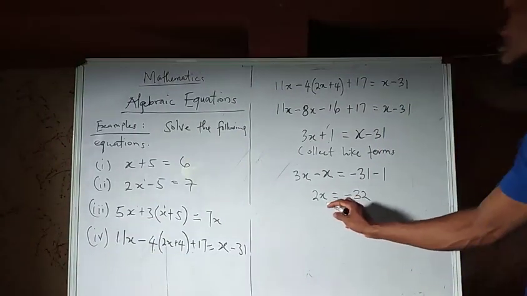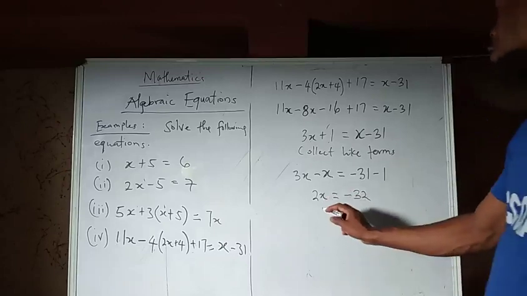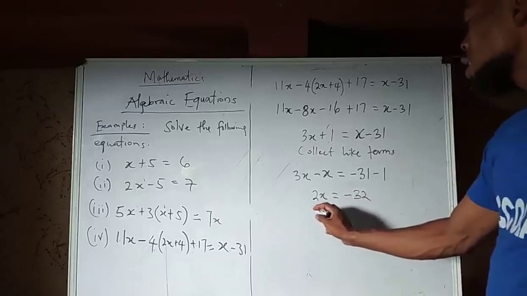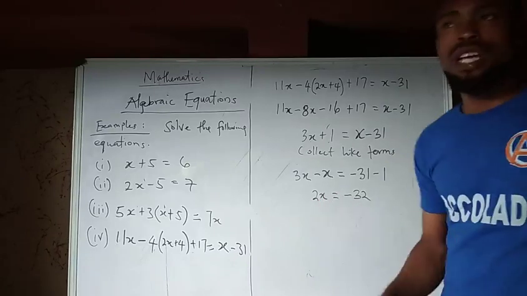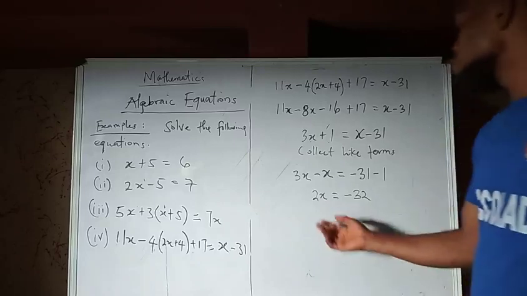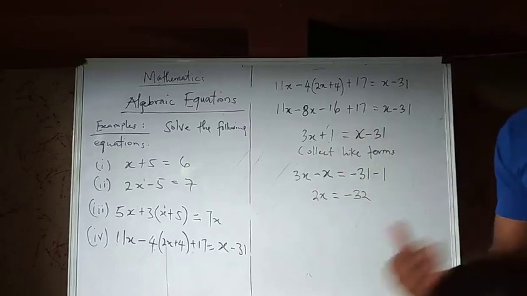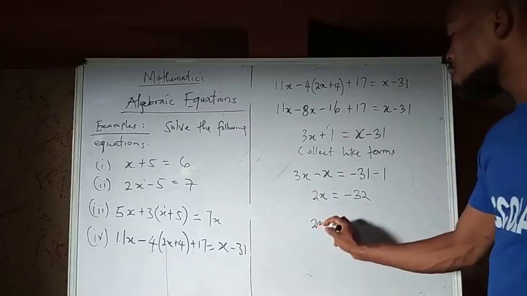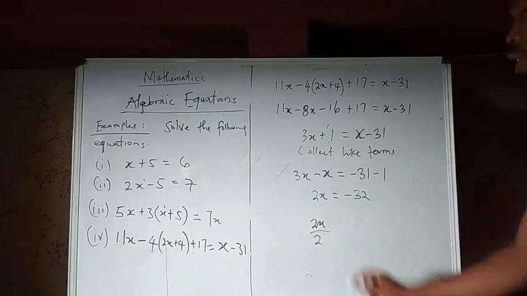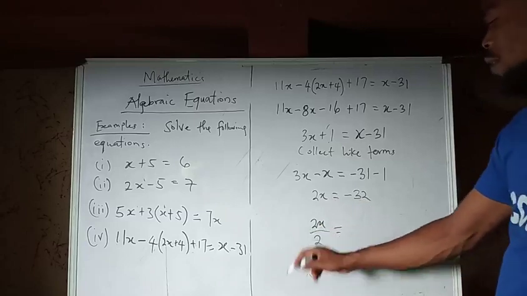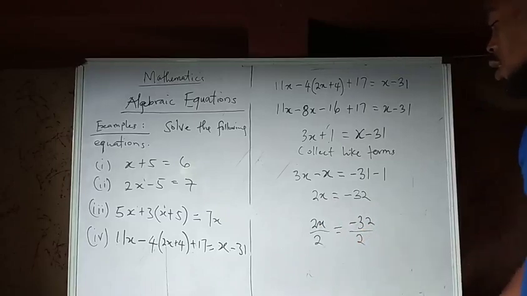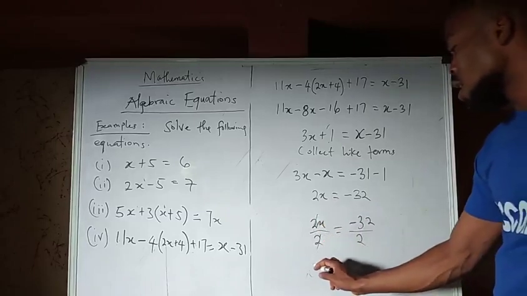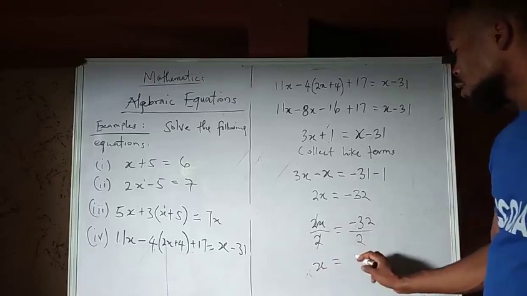So remember, here we are looking for x. So if we are looking for x, what do we do at this point? There is a number standing close to x by virtue of multiplication. So we do the inverse of the multiplication, which is division. So this will now become 2x divided by 2. We divide both sides by 2. Remember, whatever we do to the left hand side, we must do to the right hand side. So 2 will cancel 2 here. I will be left with x equals minus 32 over 2, which is minus 16.